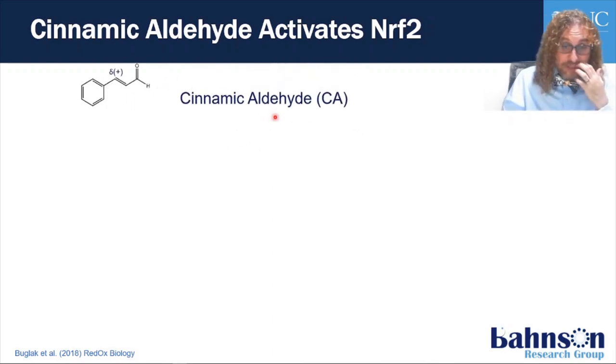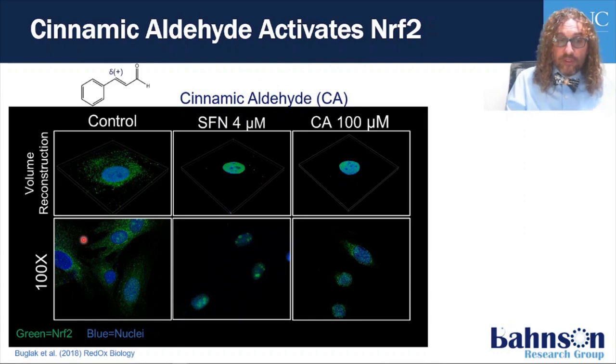So the first piece of data that I'm going to show you are smooth muscle cells stained by immunofluorescence for Nrf2 in green. You can see that under basal conditions, this green staining is diffuse in the cytosol. But when we treat with electrophiles, cinnamic aldehyde at 100 micromolar or a control, sulforaphane, that is also a known activator of Nrf2, we see translocation of that signal and accumulation in the nucleus.